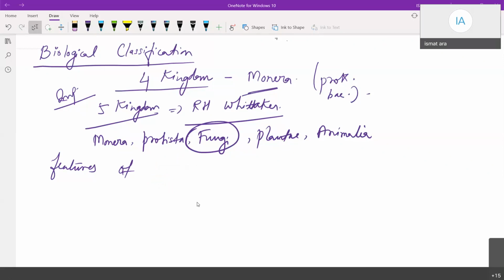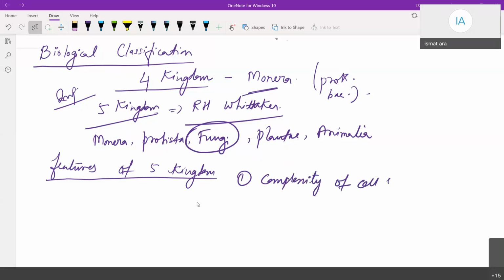Features of classification. Features of five kingdom. Now, he has divided prokaryote and eukaryote on the basis of complexity of cell structure. He has divided into prokaryotes and eukaryotes. Okay.